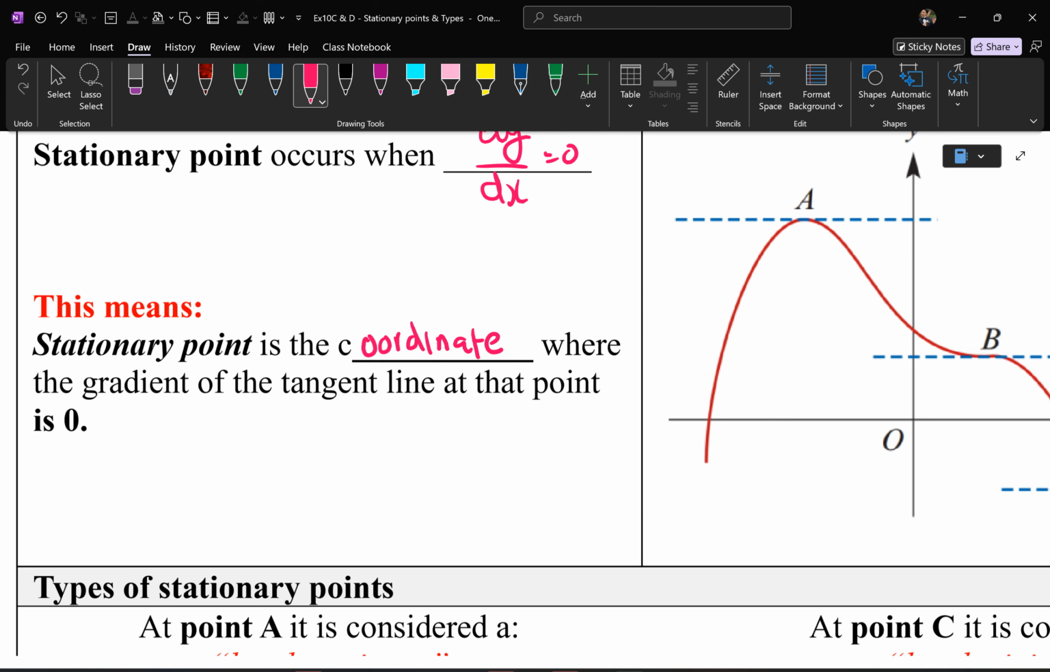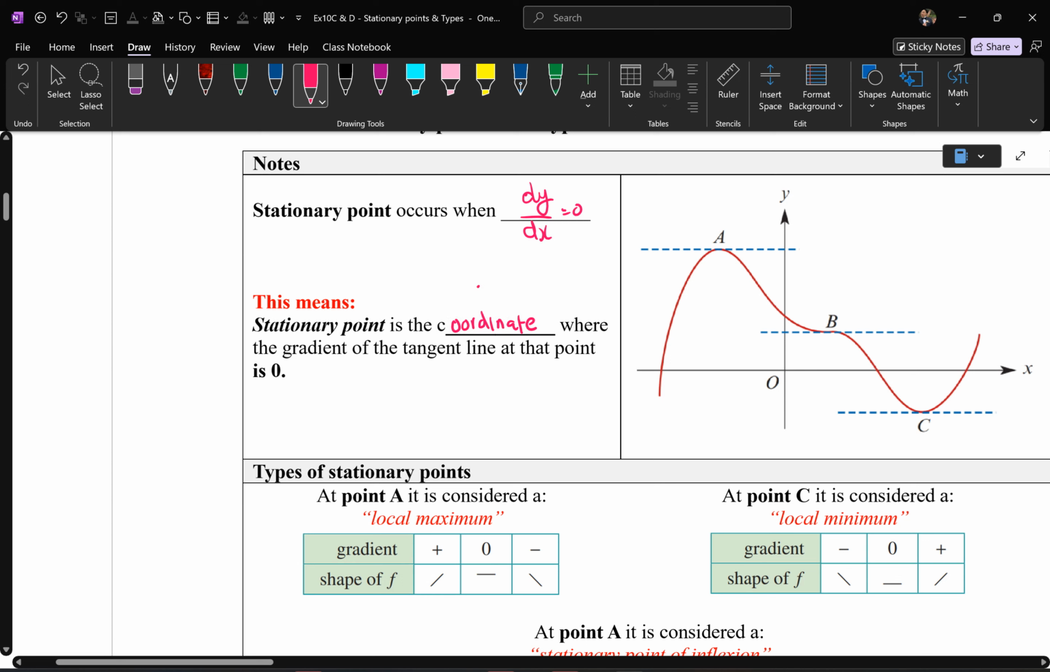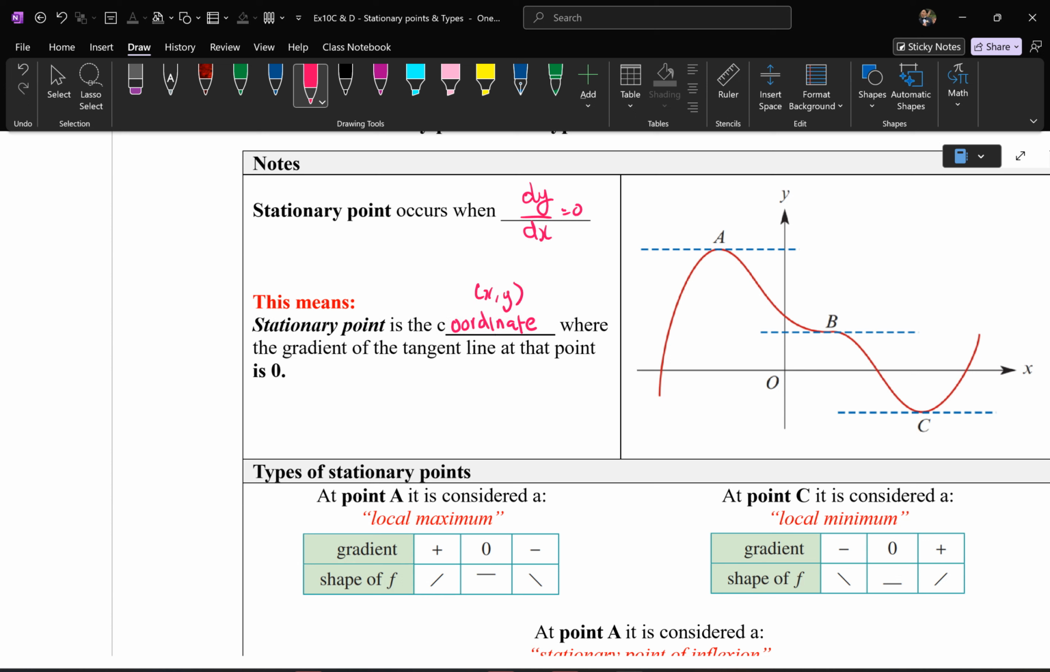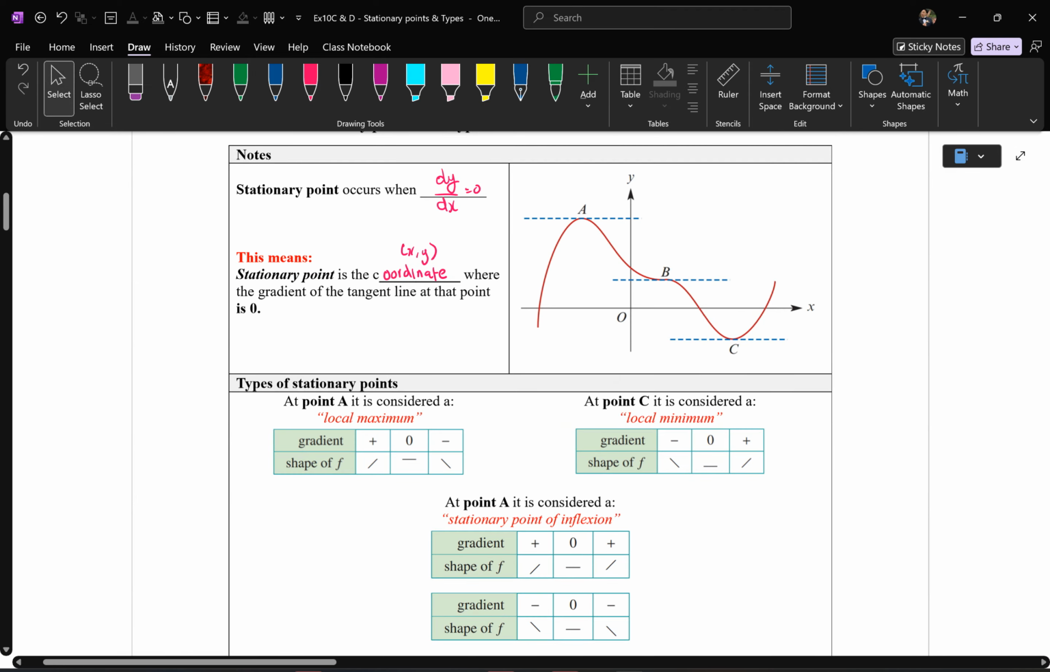I wanted you to remember the coordinate because when they ask for a stationary point, it's not just the x value. You have to give it in terms of x and y in brackets. So when you're finding it, find the x, and then you've got to find the y coordinate to it as well. All right, stationary points.